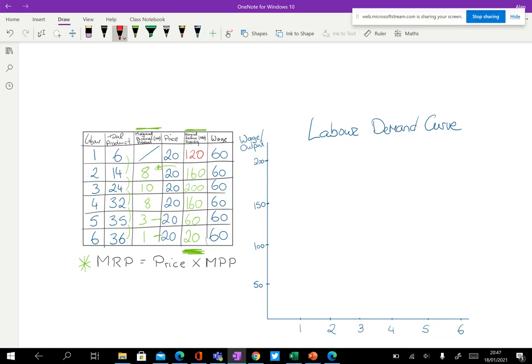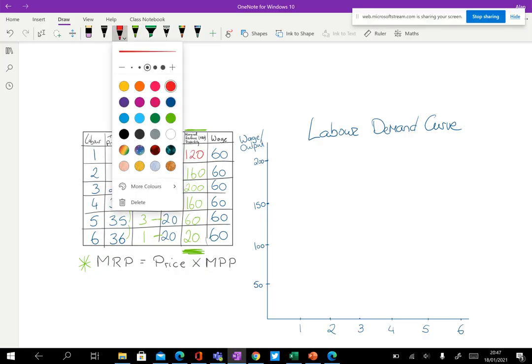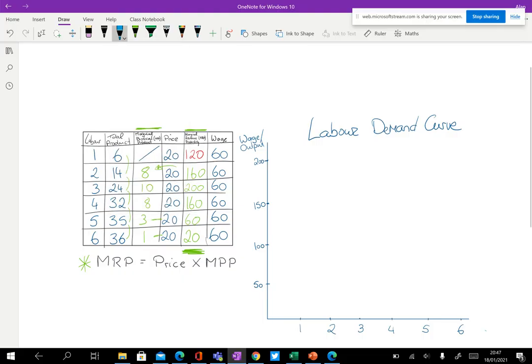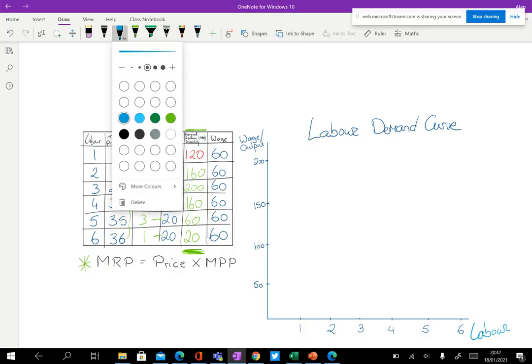Slash output is here on the left, and down here, I should have said, excuse me, this is our number of labors. So 5 is the amount of labors down here. Okay, so let's graph it and let's see what happens. So we're graphing the MRP.